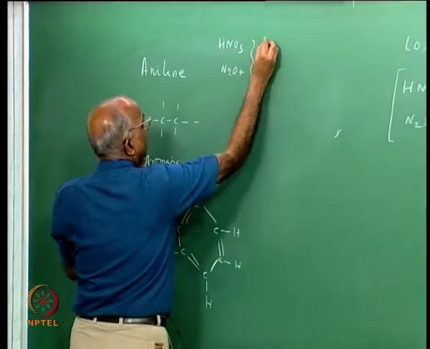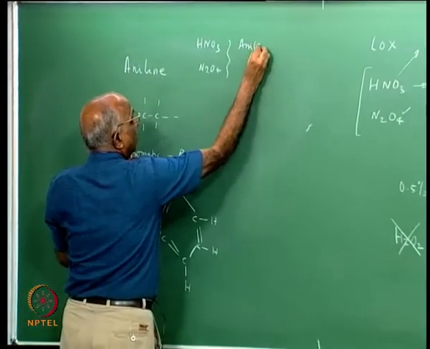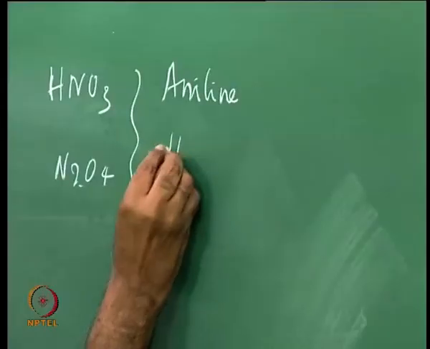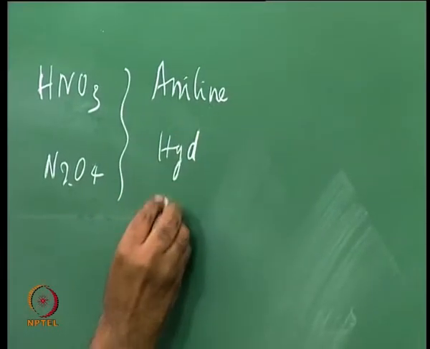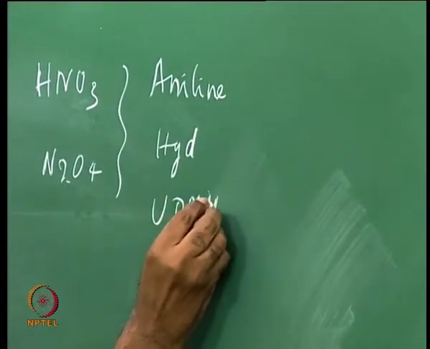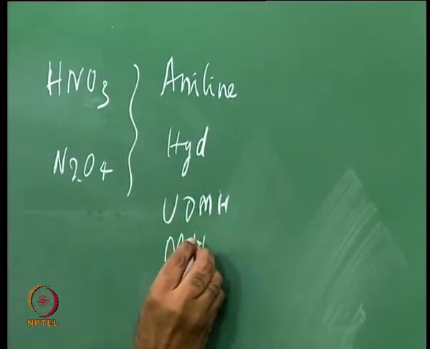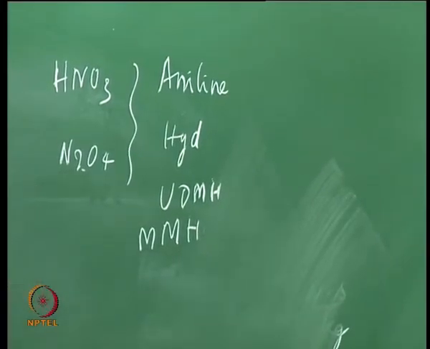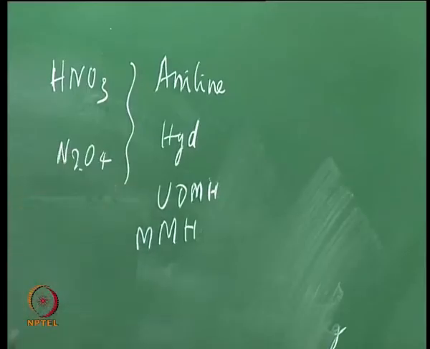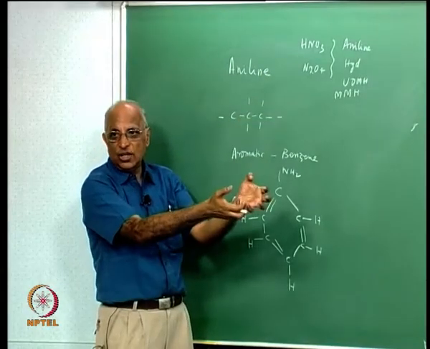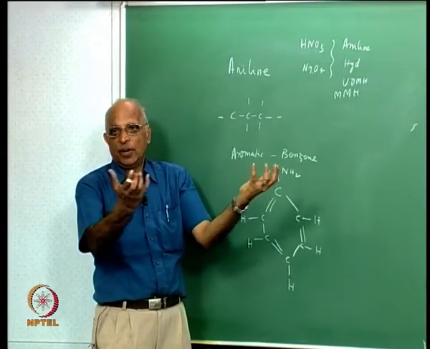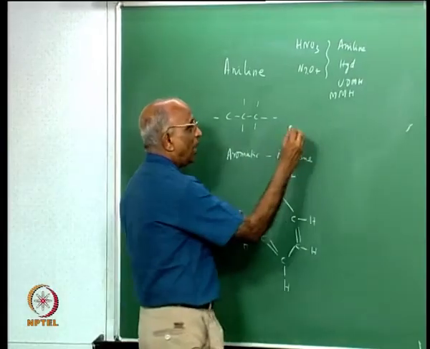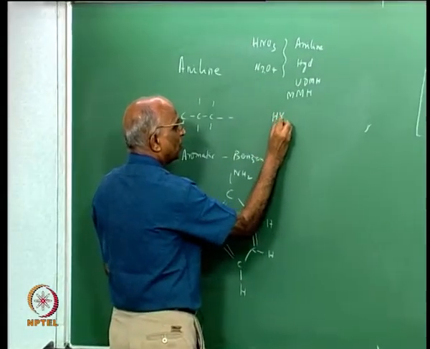Such propellant combinations of HNO3 or N2O4 with anything like aniline maybe, or with hydrazine, or UDMH or MMH, will not therefore require an ignition source. All I do is put one of these fuels and one of these oxidizers into the chamber, and immediately by itself it will ignite, and these are known as hypergolic propellants.